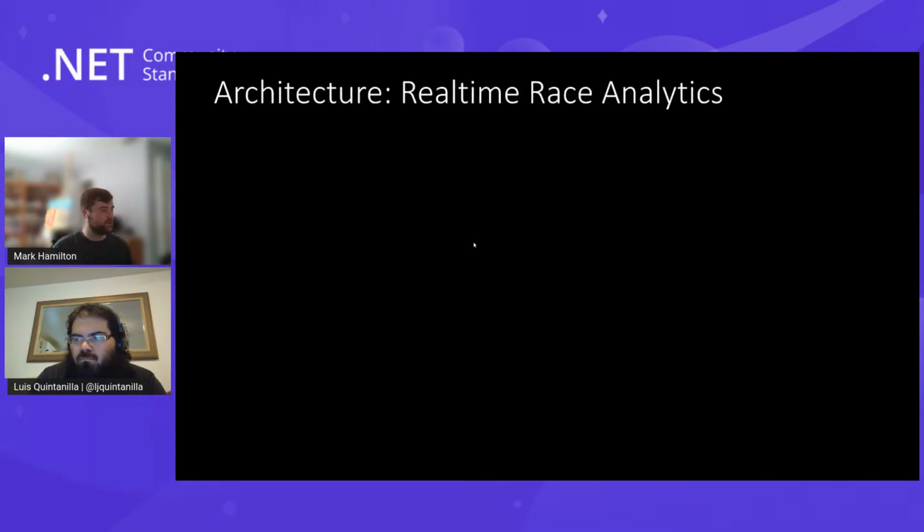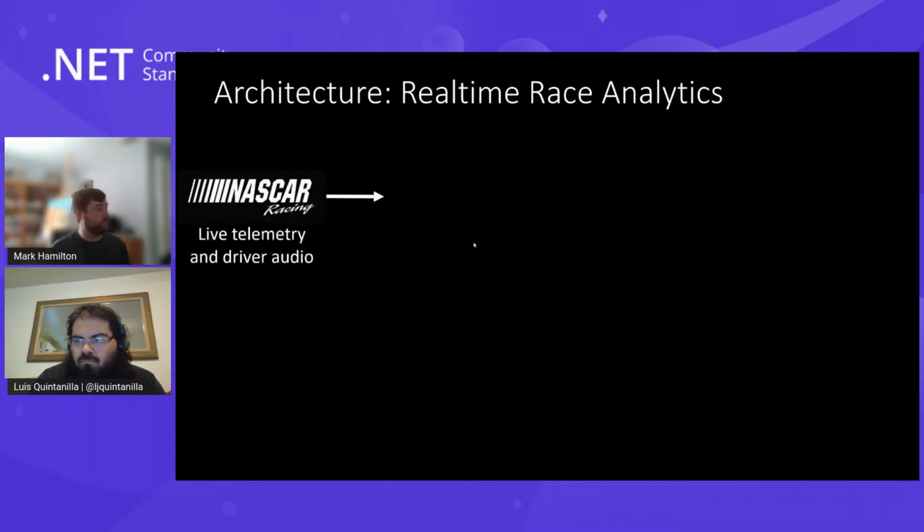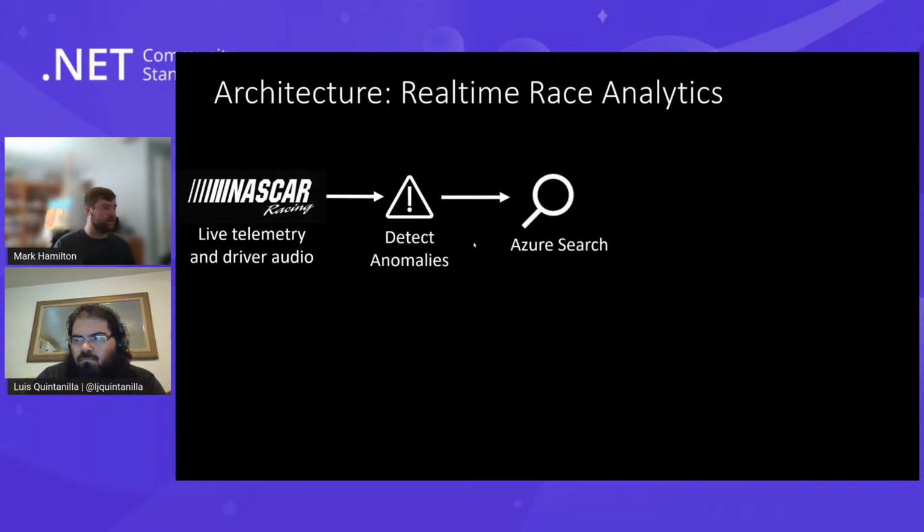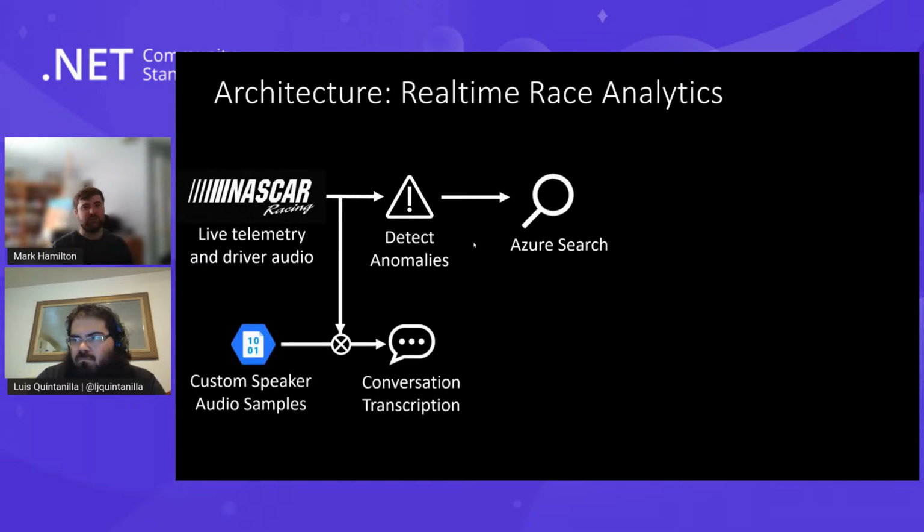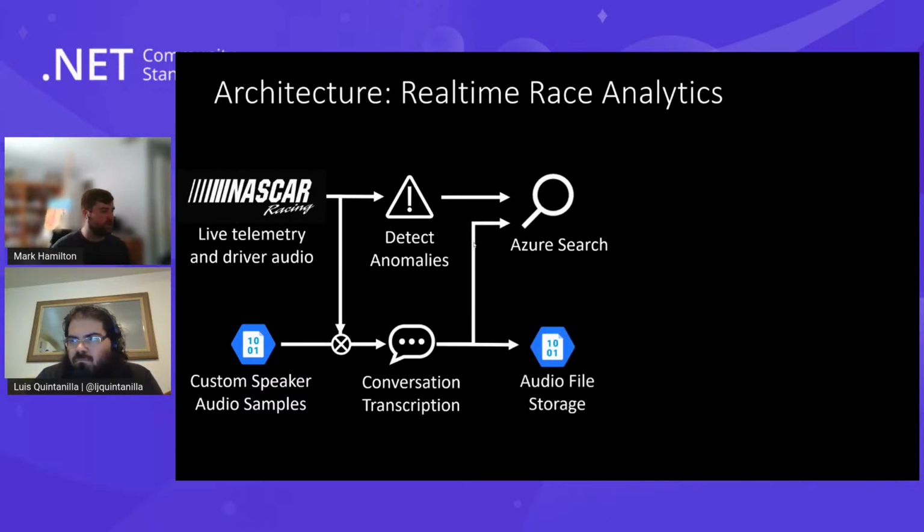So what NASCAR gives them is live telemetry from all the 60 different cars that are going around these 300 laps, and driver audio from every single one of these cars. What we do in SynapseML is pump this driver telemetry through the anomaly detector and write it out to an Azure Search index. We also take the driver audio and run conversation transcription on it, so that we know who's saying what at every single point in the race, and also pump that into Azure Search.